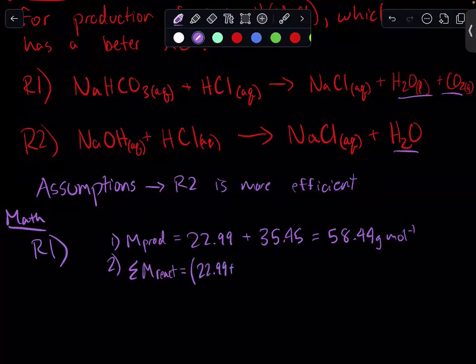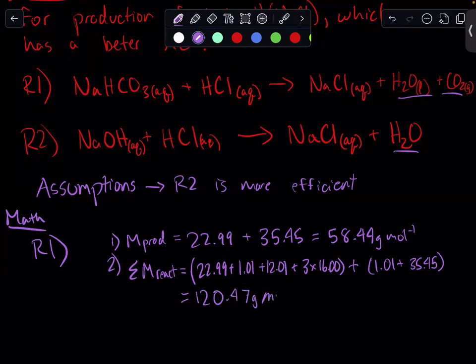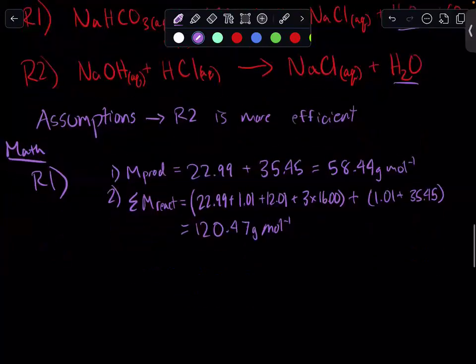Step 2, the sum of the mass of the reactants is going to be, again, sodium 22.99 plus hydrogen 1.01 plus carbon 12.01 plus 3 times our oxygen 16.00. And we're going to add that to our hydrochloric acid 1.01 plus 35.45. My total mass for that is 120.47 grams mole inverse.